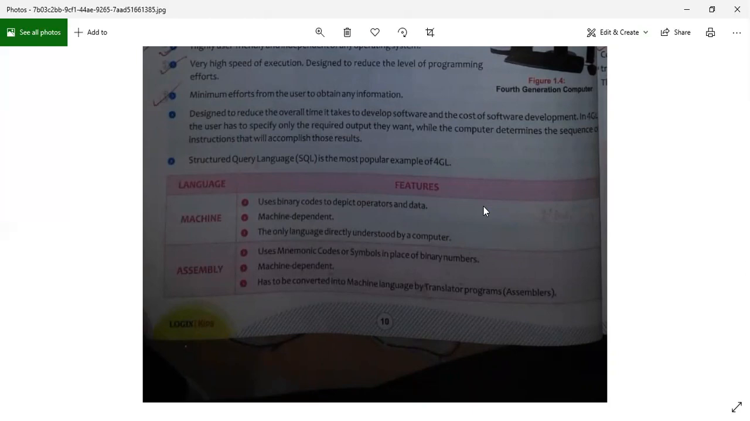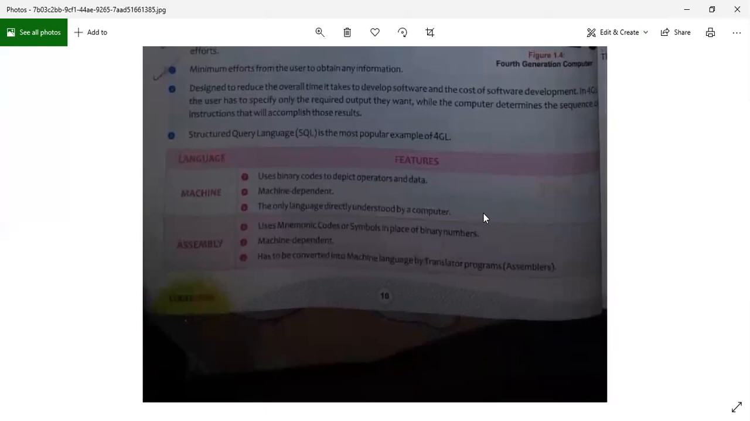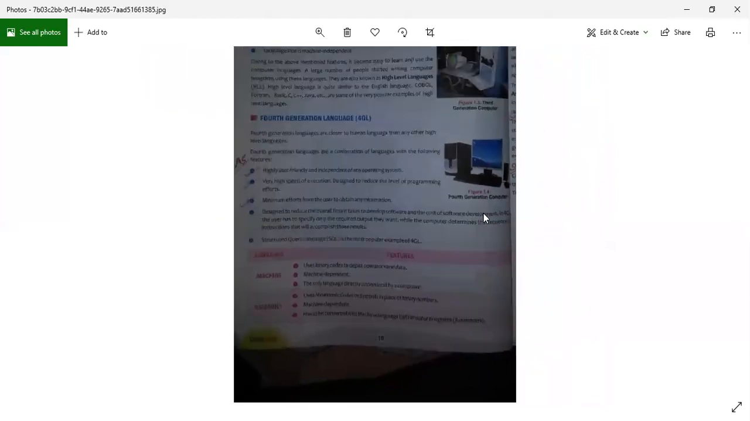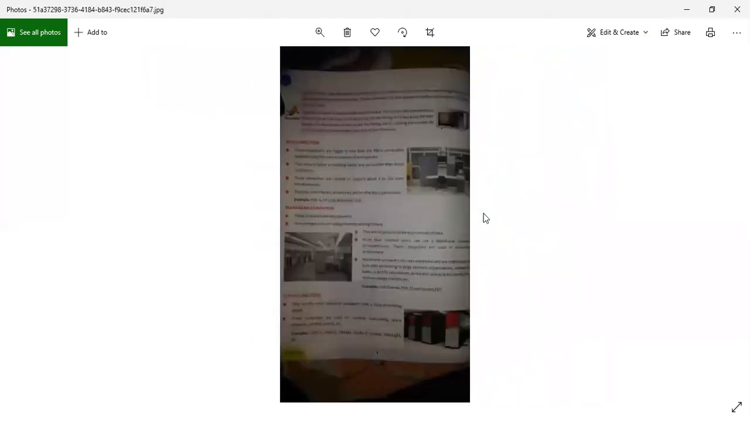What is the example? Structured query language, that is SQL, is the most popular example of fourth generation language. So SQL is an example of fourth generation language. Now we have already seen the features of machine language, assembly, high level and fourth generation languages. So we will come to the next topic now.